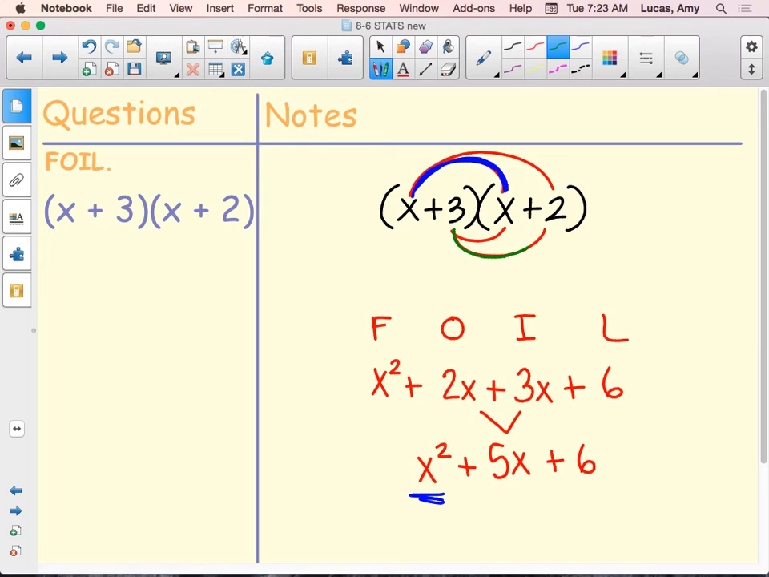Then, a reminder to all staff, you can bring Cougar Cash down to the office. Please bring all your Cougar Cash down to the office.